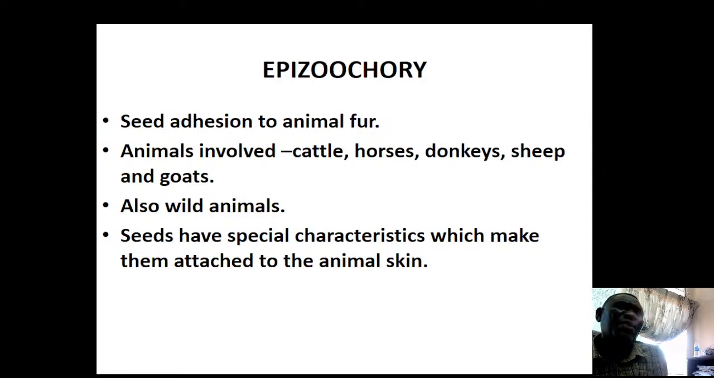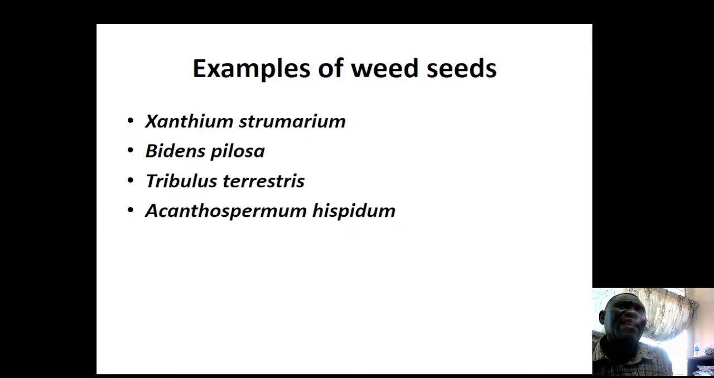So I was talking about seeds which can get attached to the animal skin as the animals move around. They spread these weed seeds. Examples of weed seeds which are adapted to this type of dispersal: we have Xanthium strumarium, then Bidens spilosa, Tribulus terrestris, and Acanthospermum hispidum.